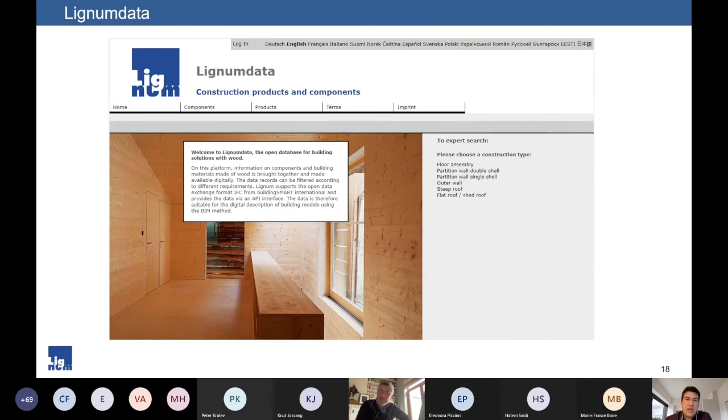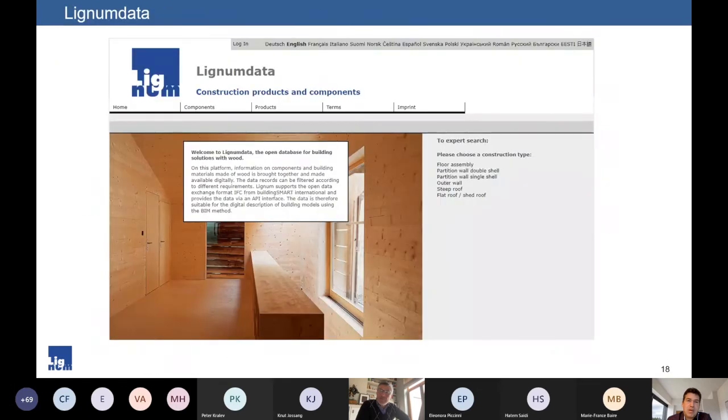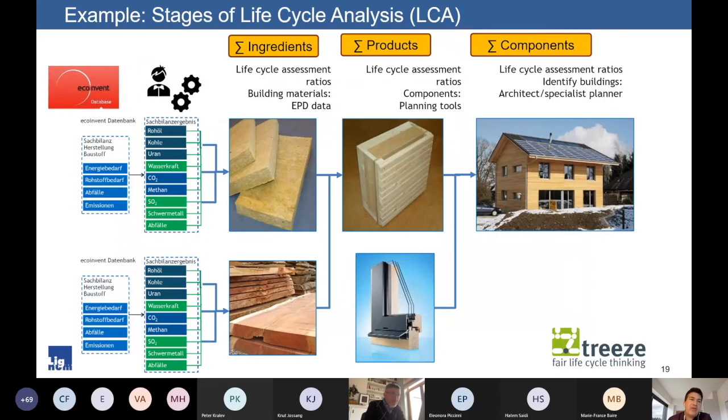Just so that you have an idea how it looks in Switzerland, you see on top we also have this component and product level. We now also have a wood species level. So those are three different levels of information. And also here you can see a bit the chain of information. You see here the EPD data, how they are aggregated. So we have really different levels of information, and how they are aggregated.